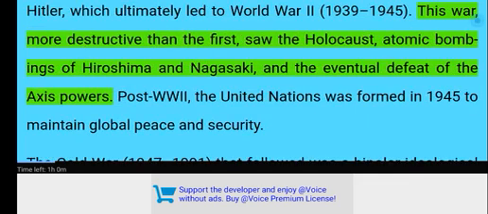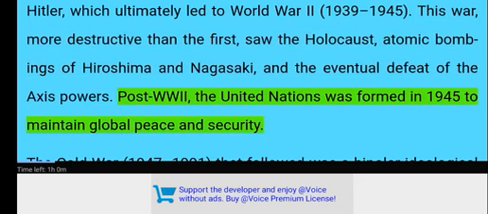This war, more destructive than the first, saw the Holocaust, atomic bombings of Hiroshima and Nagasaki, and the eventual defeat of the Axis powers. Post-World War II, the United Nations was formed in 1945 to maintain global peace and security.